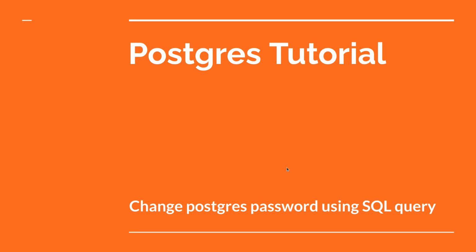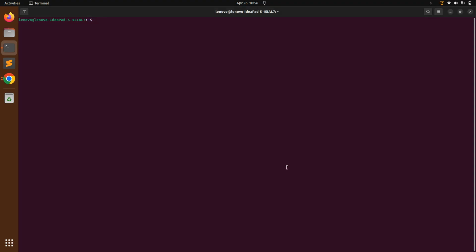So let's try this. First, go to the terminal and open the Postgres console. So switch to the terminal first, and here you need to open the Postgres console. So write sudo -u postgres psql. Okay, and provide the password here.